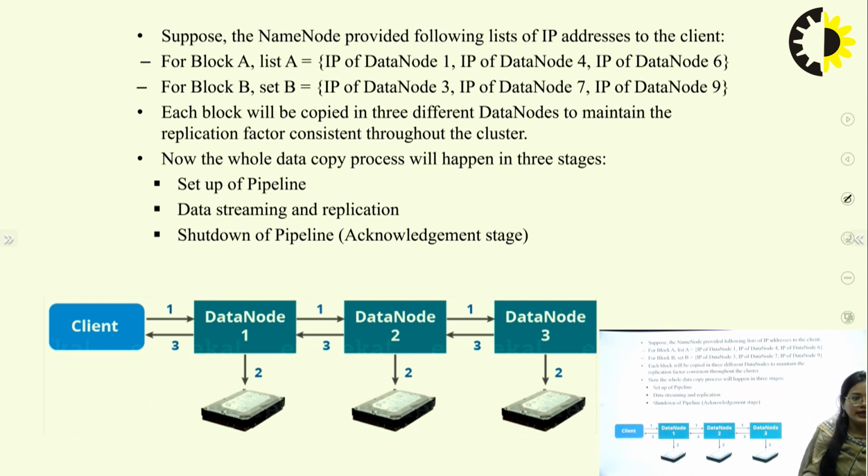Now the whole data copy process will happen in 3 stages. First one is setup of pipeline, second one is data streaming and replication, third one is shutdown of pipeline, that is the acknowledgement stage.